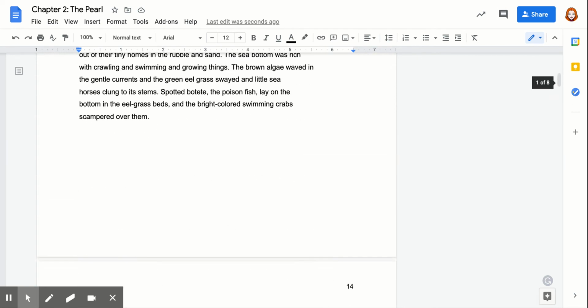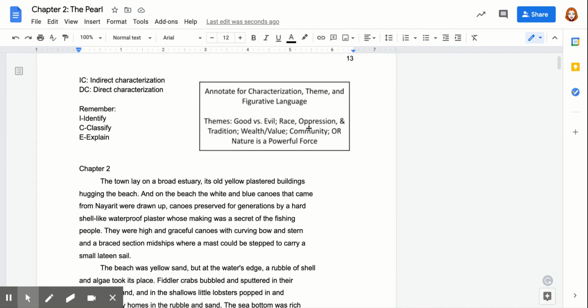I'm going to go back to the top, and I'm going to look for theme. Actually, I'm not going to go back to that section, but I will tell you that the section I was just in will help with this one particular theme. As I'm reading, I'm going to be looking for good versus evil, race, oppression and tradition, wealth and value, community, and nature as a powerful force.